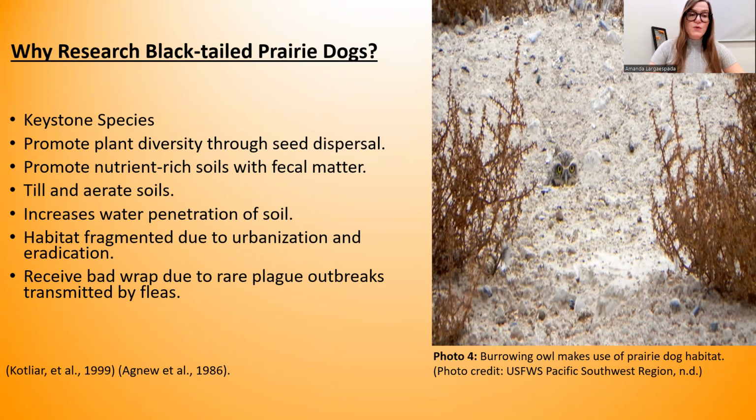And some of the obstacles that prairie dogs encounter is habitat fragmentation, and this is because of expanding urbanization, also because of eradication regimes. A lot of landowners, for example, don't like them being on their land because they feel like they're being destructive or a nuisance. And also, they received a bad rap because of plague outbreaks in various colonies. And it's not actually the prairie dog that carries the plague, it's a flea that carries and transmits the plague to the prairie dog.